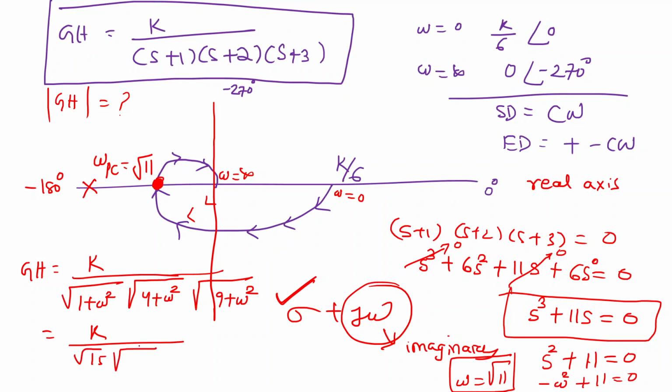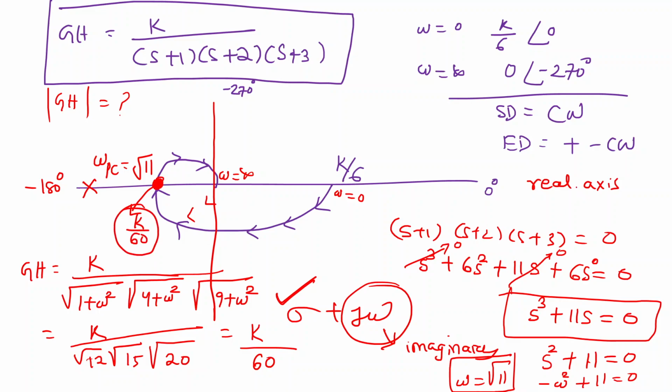Putting omega square equal to 11: 11 plus 1 is 12, 11 plus 4 is 15, 11 plus 9 is 20. Yes, sir. Now you multiply all these three, find the value, and take the square root. So you directly get k by 60, sir. So now you know the process: at this crossing point, your magnitude is k by 60, sir, right?